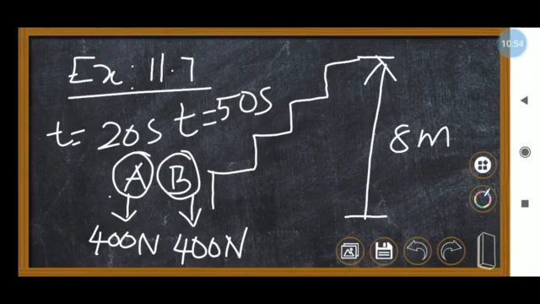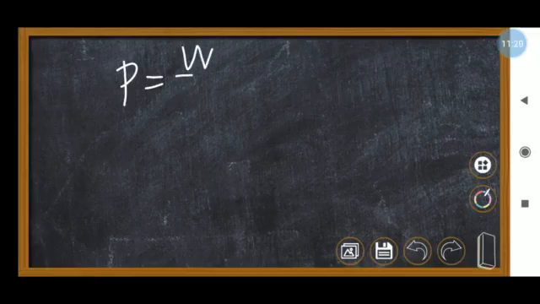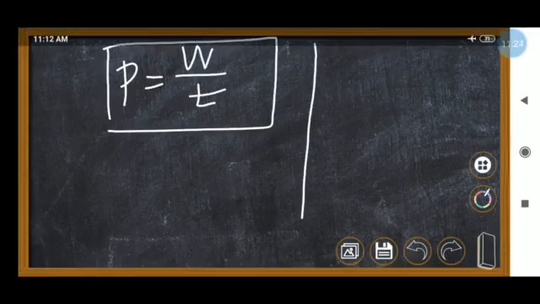Then who did this work in less time? You can say A only, but anyway, you have to calculate how much power they accomplished. First, you have to know the formula of power. Power equal to work done per unit time. So remember this one: power equal to work done per unit time.